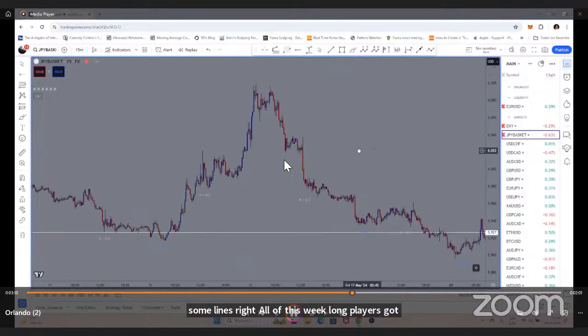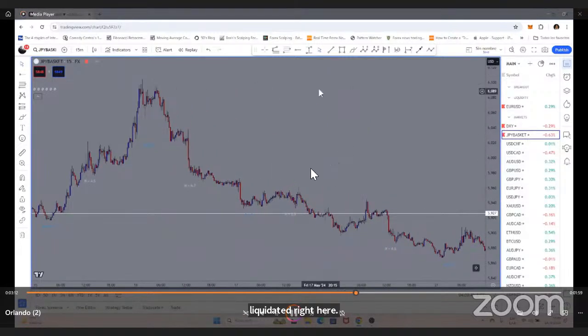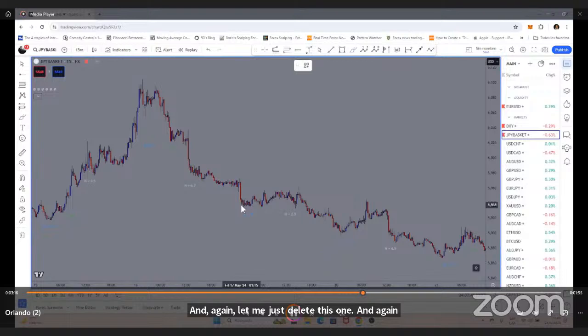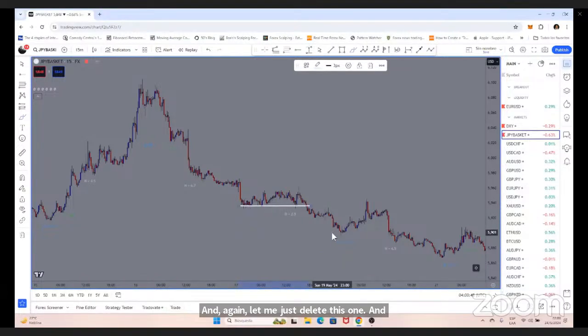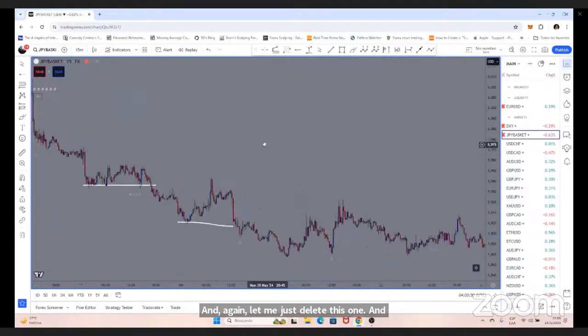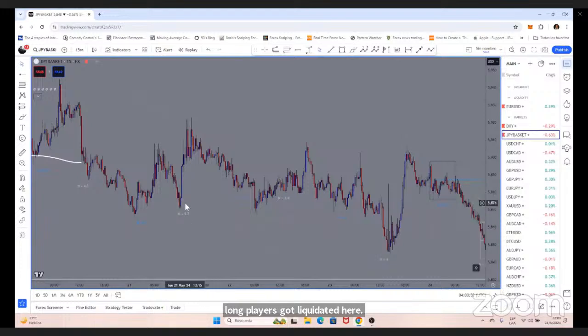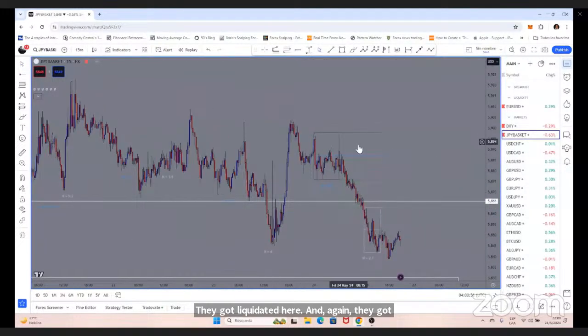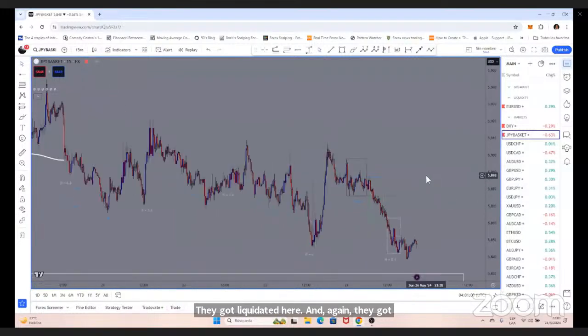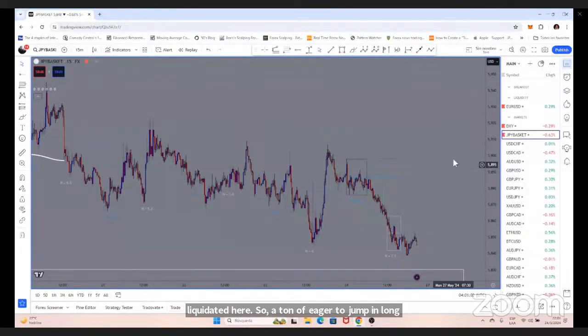right here. And again, let me just delete this one. And again, weak long players got liquidated here. They got liquidated here. And again, they got liquidated here. So, a ton of eager to jump in long on the Japanese yen players have been liquidated.